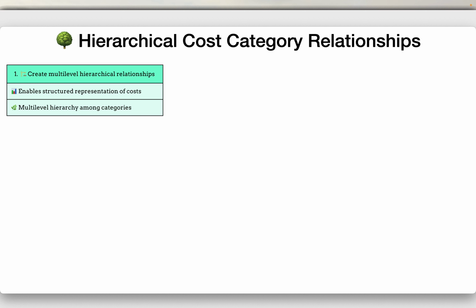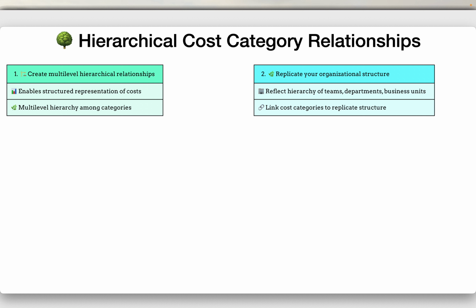So hierarchical cost category relationships. Cost categories allow you to create a multi-level hierarchical relationship among your categories. So you can have nested categories, cascaded categories within categories. By linking cost categories, you can replicate your exact organizational structure. So you have departments, you have sub departments, you have some more teams under those departments. So you can mimic your actual organizational structure using the cost category feature.